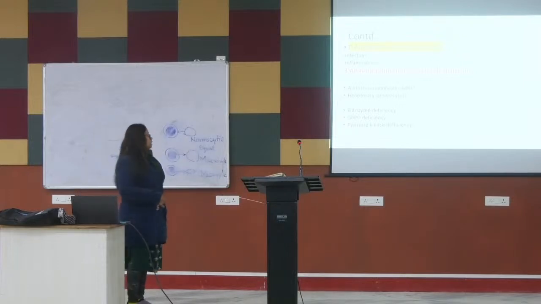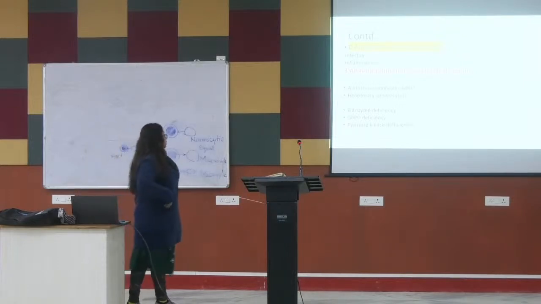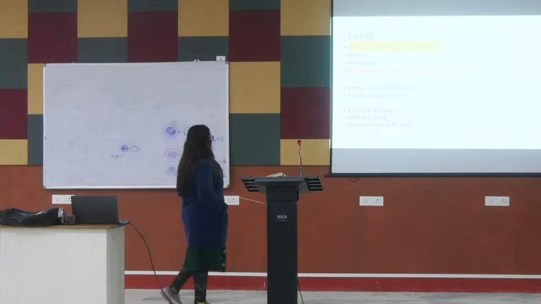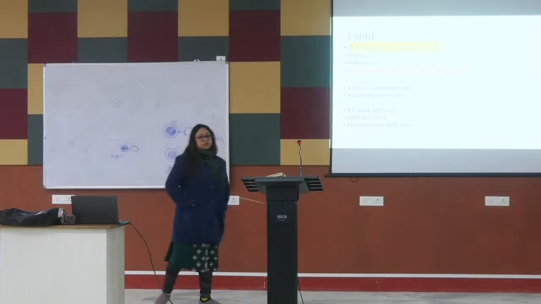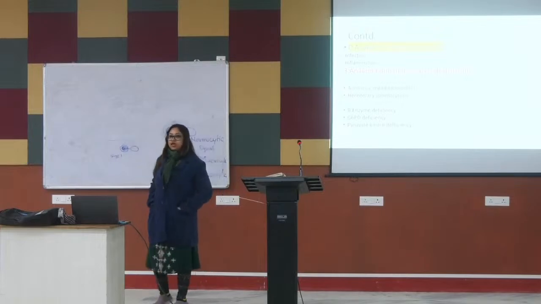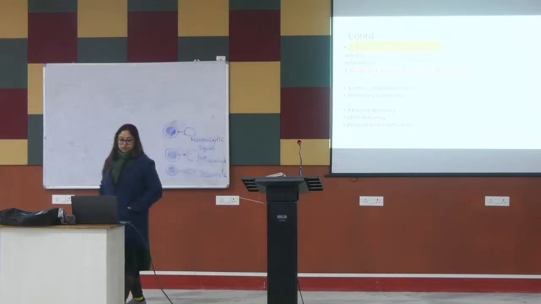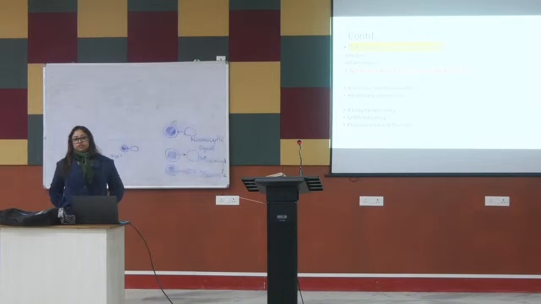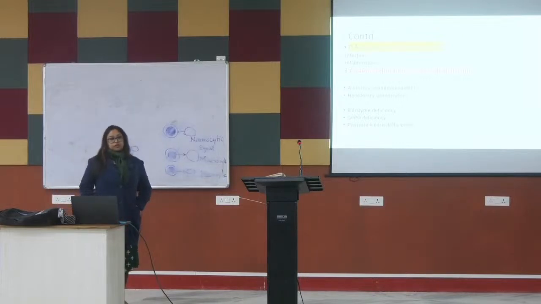B is enzyme defect. There are some enzyme deficiencies which cause easy destruction of RBC, that is G6PD, that is glucose 6-phosphate dehydrogenase enzyme, and pyruvate kinase enzyme deficiency. Both the enzyme deficiencies cause easier destruction of RBCs, causing anemia.